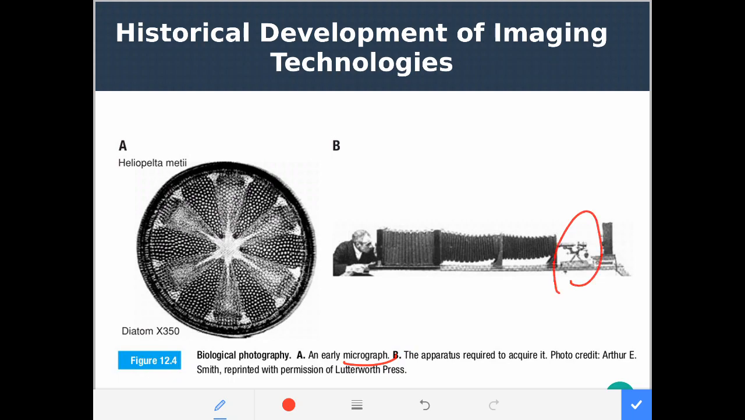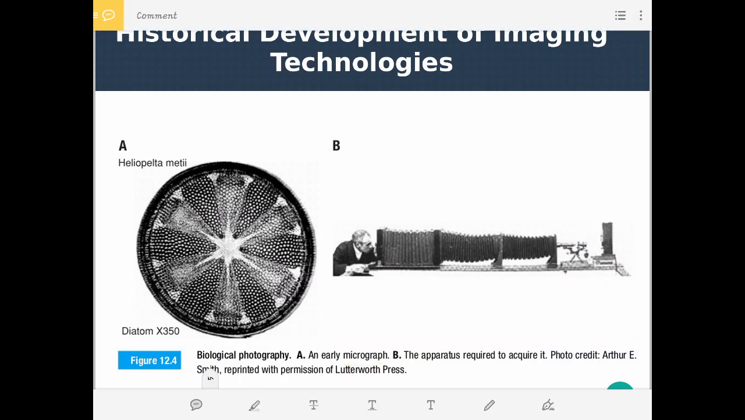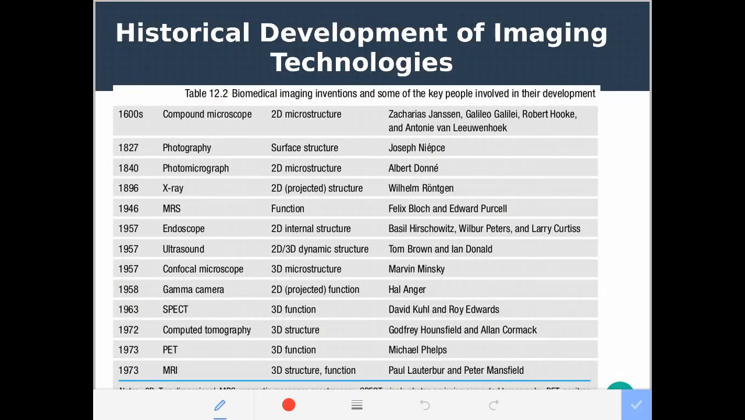You have a microscope showing your sample, and then this is the early camera. So it's a very, very long structure. They were using light-sensitive photographic plates at that time. So you take the picture of the microscopic image here. This is the microscopic image of a diatom. You can see several cellular structures of this organism. So this is the historical development.